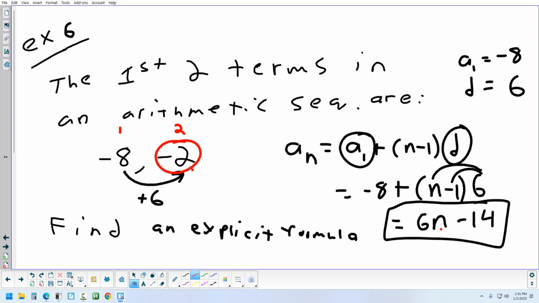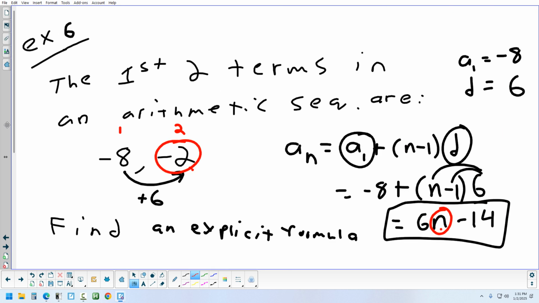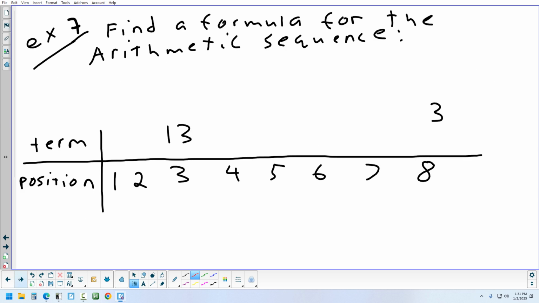All right. So now if I said use that formula to find the 100th term, what would you fill in for n? 100. Yeah. So you'd have 600 take away 14. That's the 100th term. All right. Any question on that one?